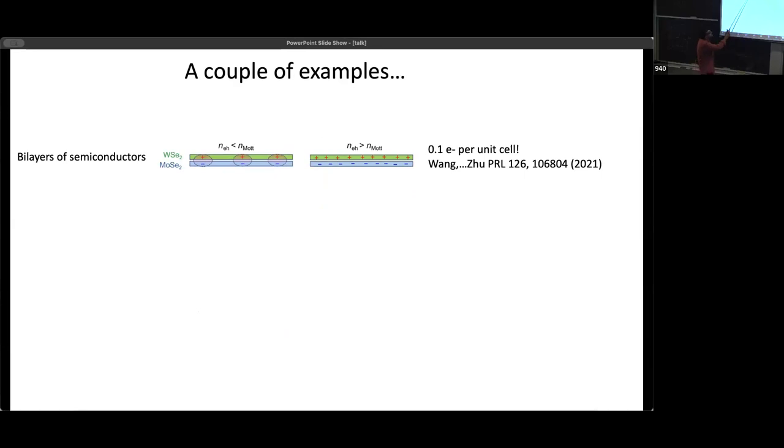I'm going to give just one example, and then I'll skip over the rest of this part. Here is a beautiful experiment that one of my colleagues, Xiaoyang Zhu, in chemistry did. He took two layers, tungsten diselenide and molybdenum diselenide, and each one of them is a monolayer semiconductor. If you shine light at this, you create electron-hole pairs if the laser has enough energy. And the way the band diagram of this system works, all of the holes go in the top layer, all of the electrons go in the bottom layer.